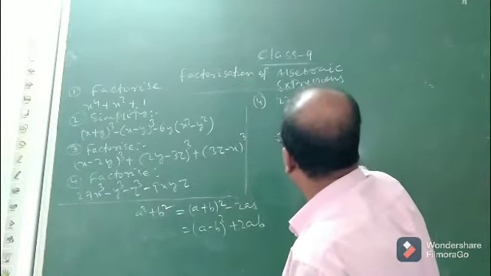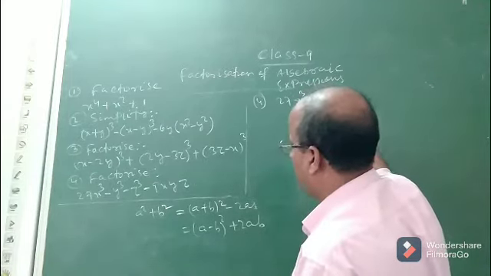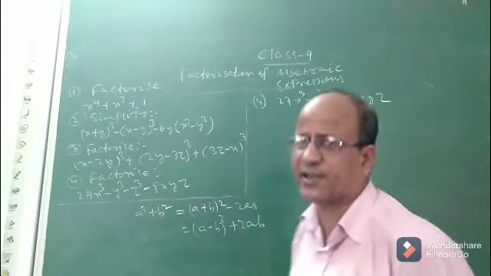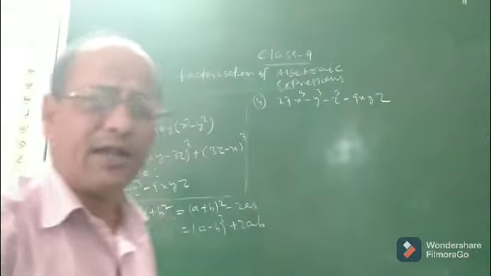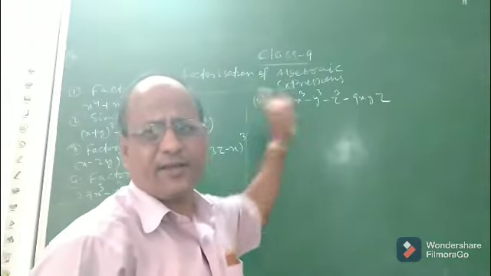What is the question? I am writing once again here. 27x cube minus y cube minus z cube minus 9xyz. This is a question given in your NCERT book, class 9. Now how to factorize this algebraic expression?